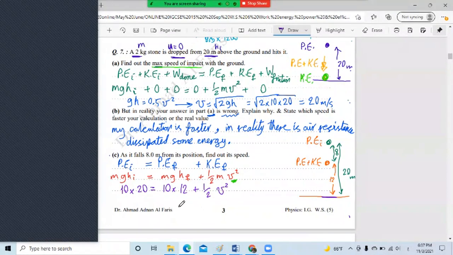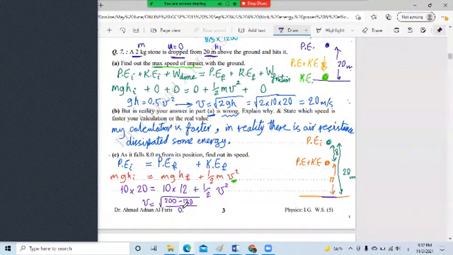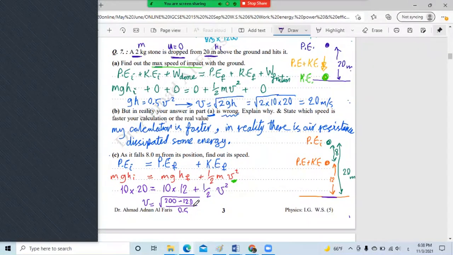So how can I find the value of v? v will be the square root of 10 times 20, which is 200, minus 10 times 12, which is 120. I'm doing math now. Divide by how much? Divide by half, under the square root. So our answer will be the square root of 160, and the answer will be 12.6 meters per second.